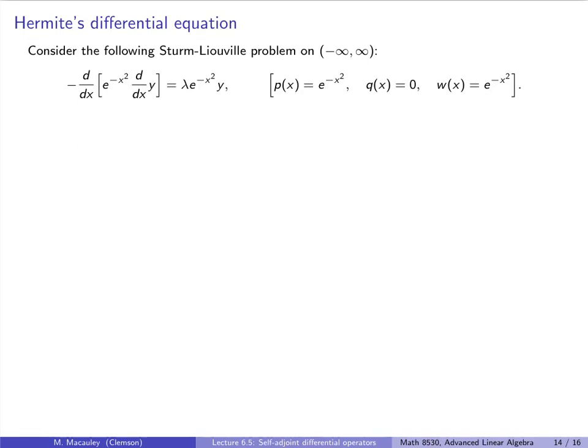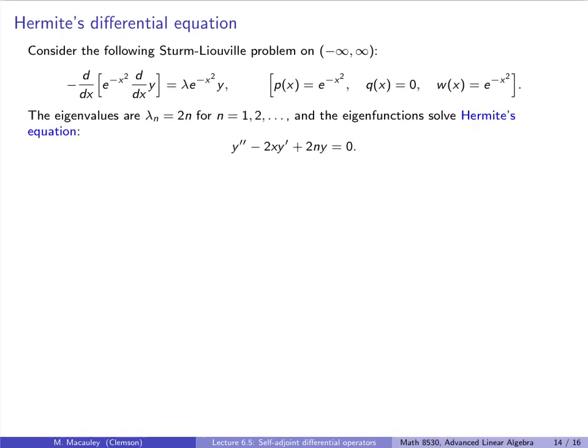Finally, our last example is Hermite's differential equation. Recall that this comes up in quantum mechanics. And this is a Sturm-Liouville problem actually on an unbounded interval, so the entire real line. And this is negative d/dx of e to the negative x squared, d/dx of y, equals lambda e to the minus x squared y. So here p(x) is e to the negative x squared, q(x) is 0, and the weighting function is e to the negative x squared.